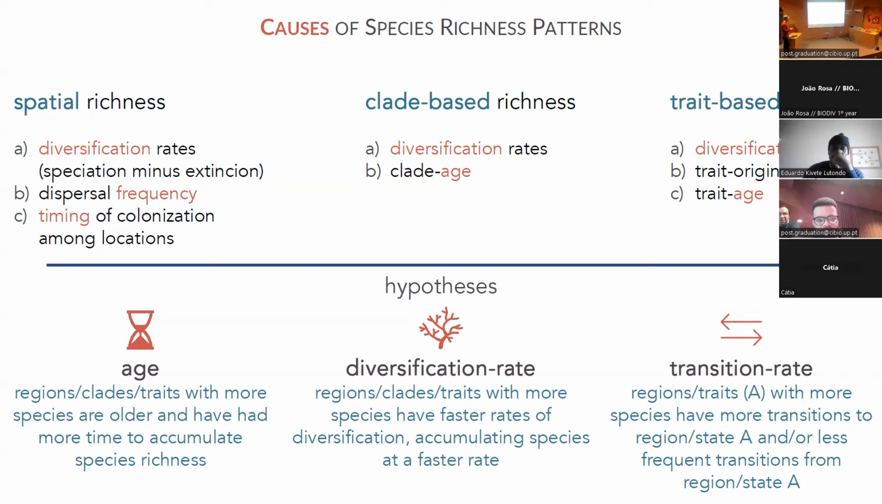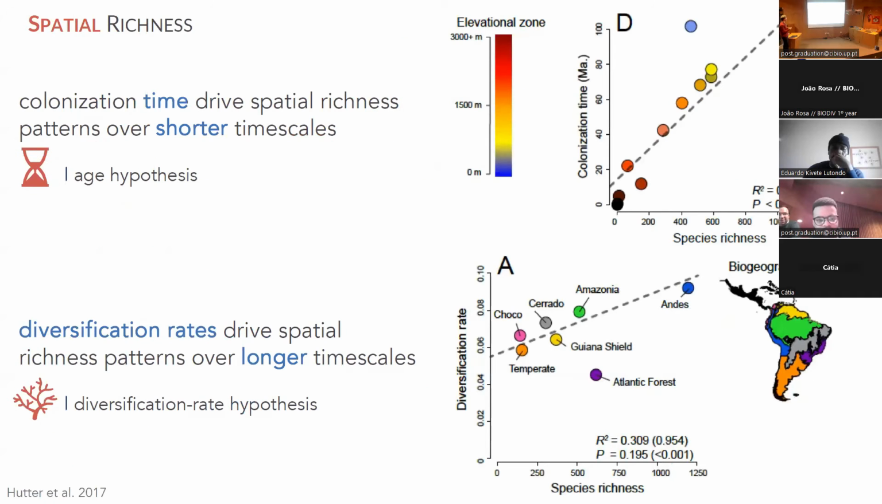And so these are the direct causes of species richness. There are many other indirect factors that will have to act through the time, diversification, or even the frequency of transition from those regions or traits. And yeah, what are the evidence we find for each of these richness patterns?